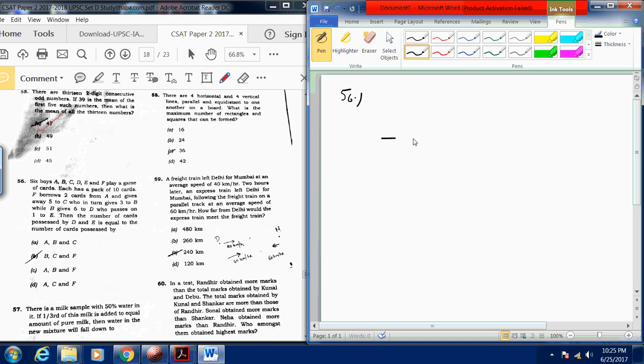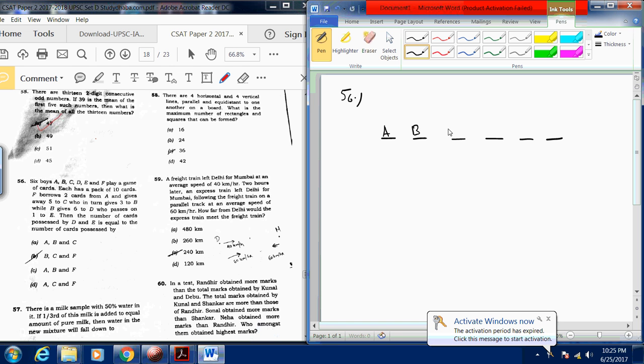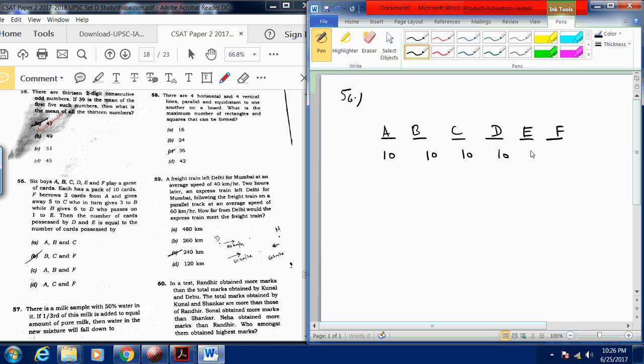So 6 boys: A, B, C, D, E, F. These are 6 boys who play a game of cards. Each has initially 10 cards. So F borrows 2 cards from A. So A will have 8, F will have 12, and gives away 5 to C. Now if he gives away 5, he is left with 7. Gives away 5 to C, C has 15.